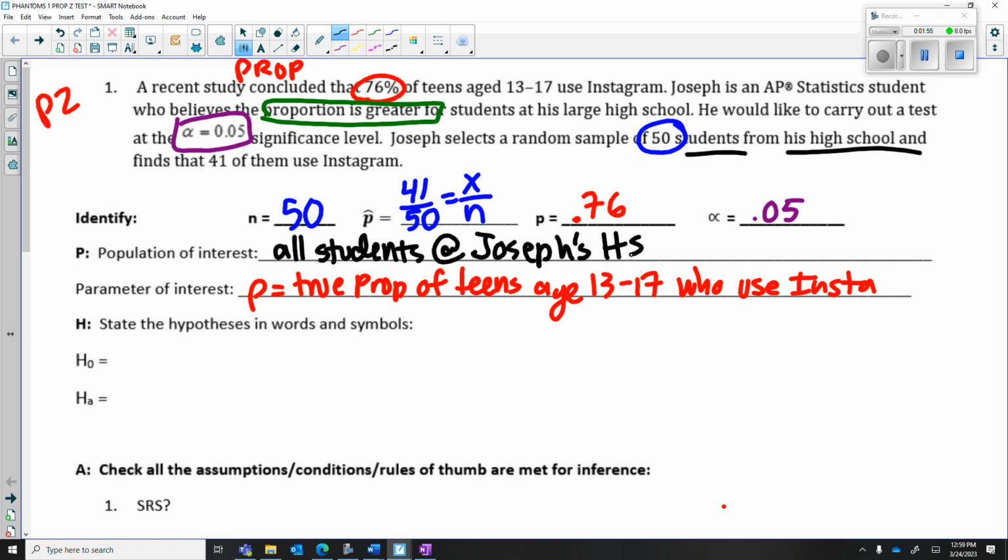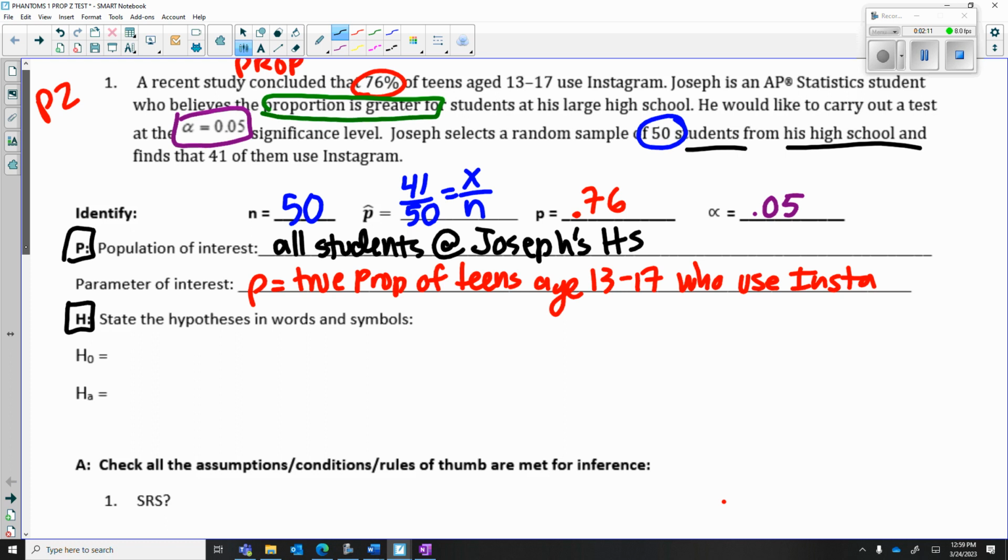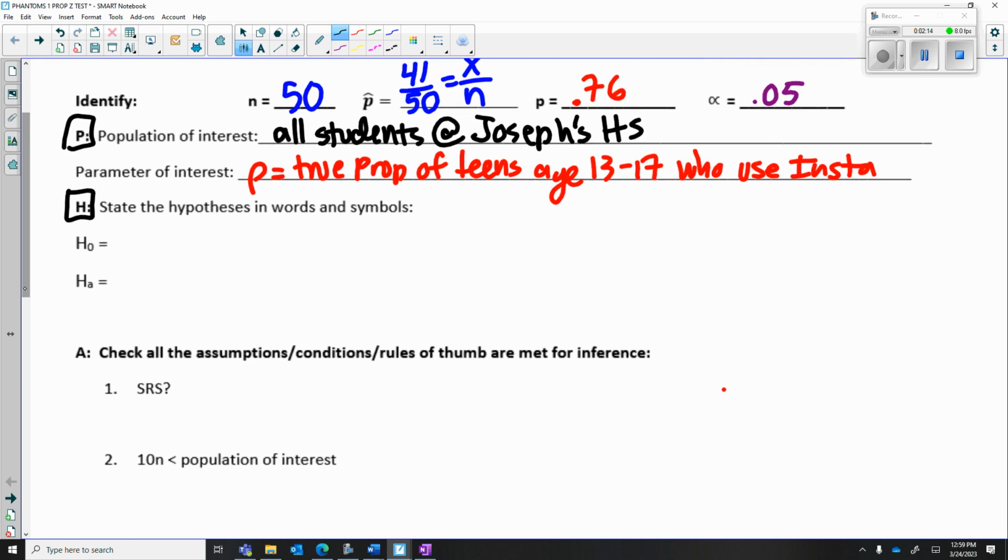All right. So as we go, we're filling out our PHANTOMS. The first letter P stands for state the population of interest and the parameter of interest. We already did that. The step H stands for hypotheses. So we are going to state our null and our alternative hypothesis based on the question. Remember, it says from the past, the proportion of students who use Instagram is 0.76. But Joseph thinks that it's more. So he's going to use still p, but a greater than sign here.